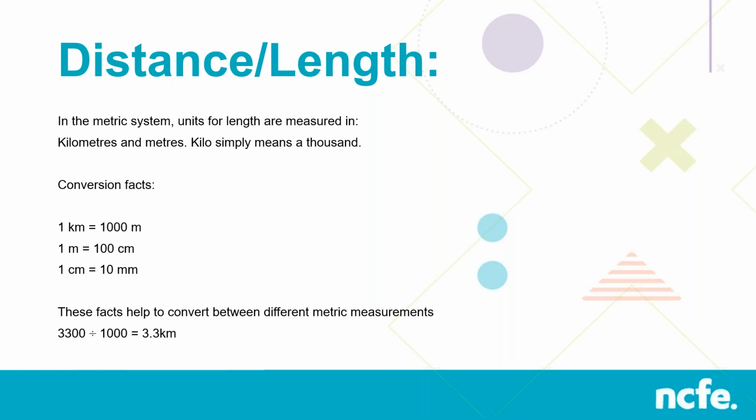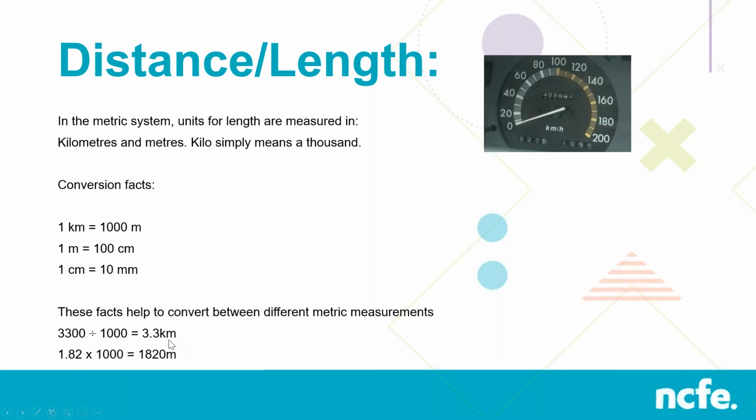So to convert 3,300 meters into kilometers, we would need to divide by 1,000, and that will give us 3.3 kilometers. Alternatively, if we were converting 1.82 kilometers, we wanted to know how that is in meters, we would multiply by 1,000. So 1.82 times 1,000 equals 1,820 meters.